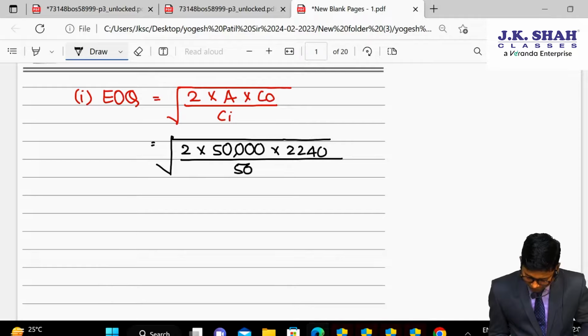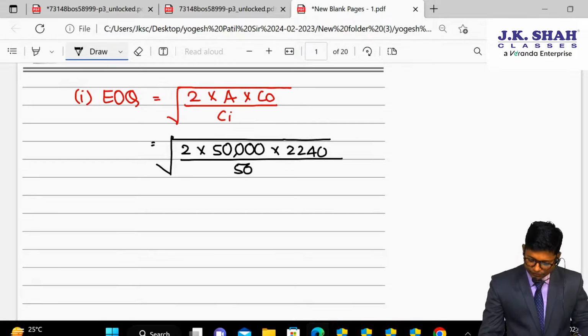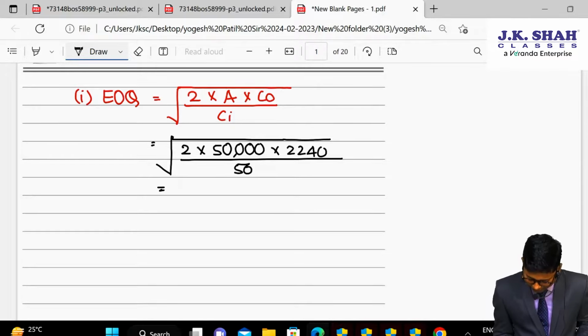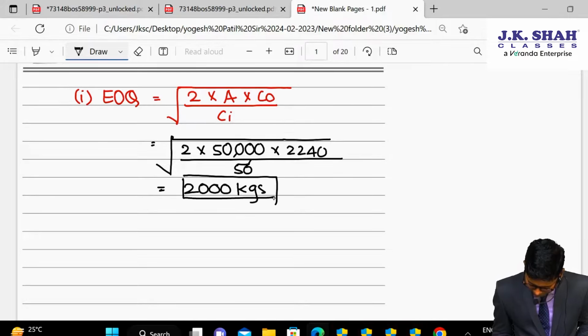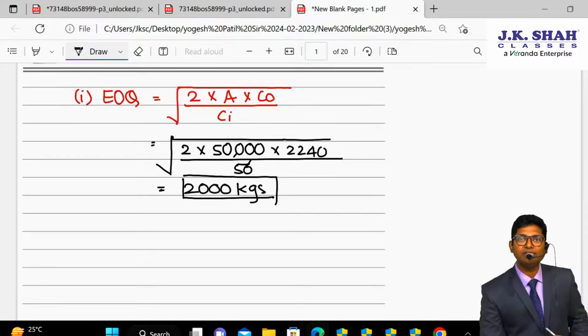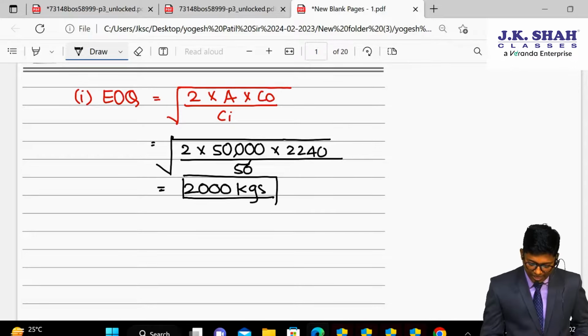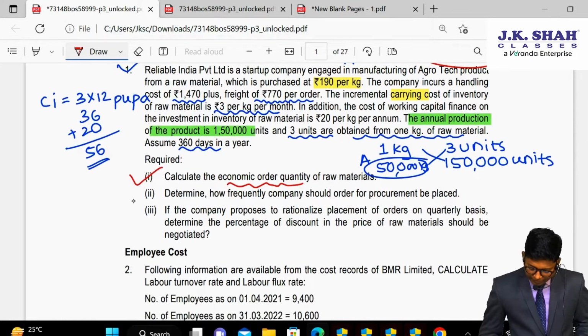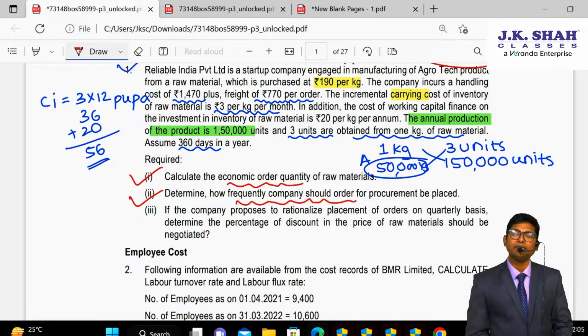Now when you perform this calculation on your calculator, 2 into 50,000 into 2240 divided by 56, and take the square root of the whole calculation, you will get 2000 kgs as your EOQ. Now what is the meaning of this 2000 kgs? It means at a time we should purchase 2000 kgs so that total ordering cost and carrying cost can get balanced. After this, the next point says determine how frequently the company should place orders for procurement.